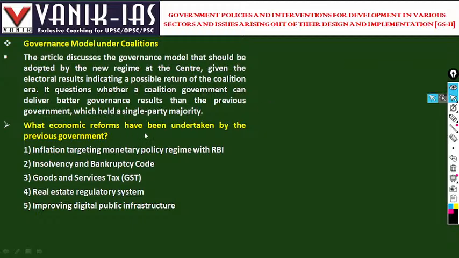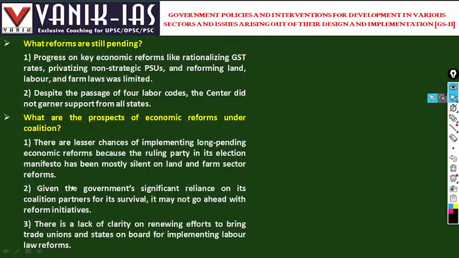What economic reforms have been undertaken by the previous government? Inflation targeting monetary policy regime with the RBI, the Insolvency and Bankruptcy Code, Goods and Services Tax, the real estate regulatory system, improving digital public infrastructure. But reforms are still pending. Progress on key economic reforms like rationalizing GST rates, privatizing non-strategic PSUs, and reforming land, labor, and farm laws was limited. Despite the passage of the four labor codes, the center did not garner support from all states.